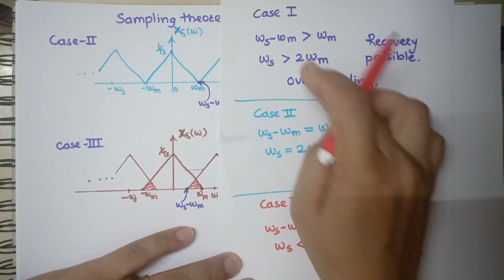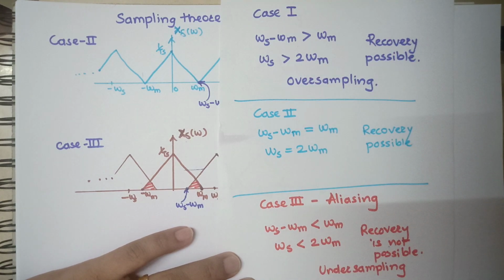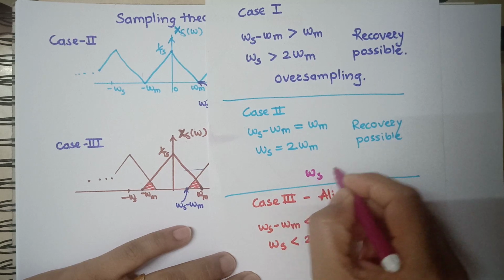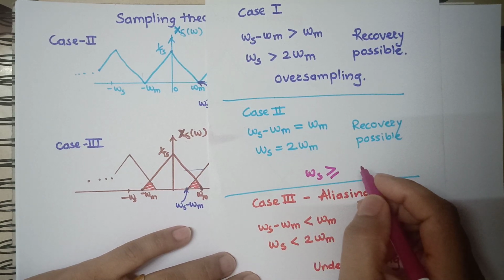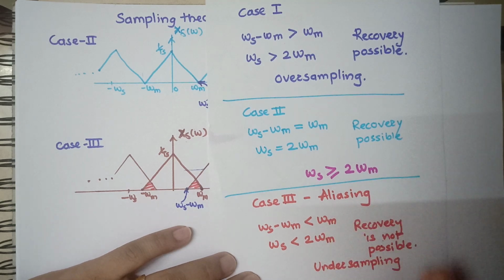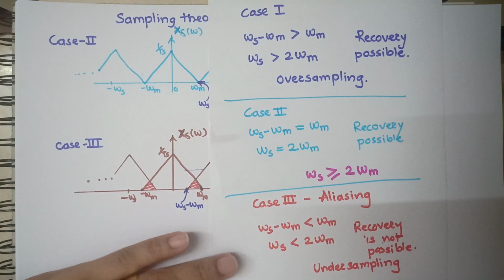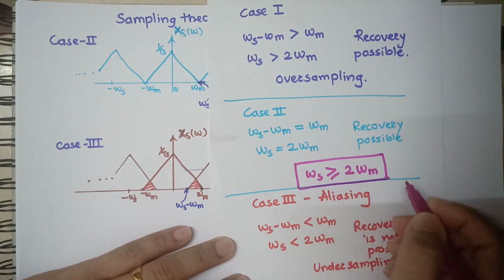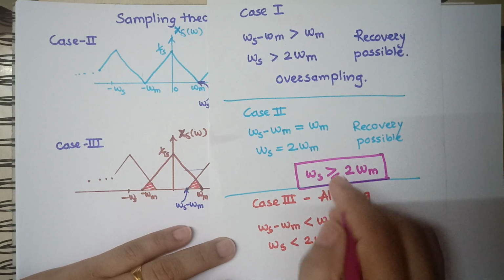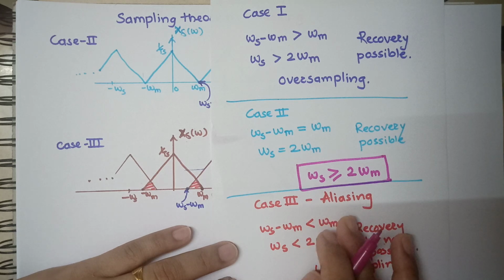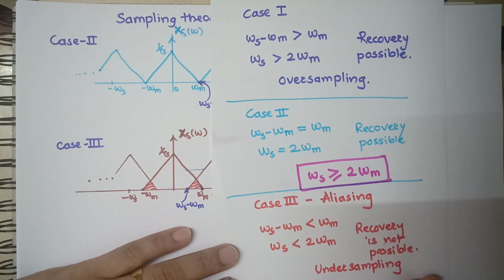So combining these two conditions, we make a condition. Combining these two, omega s is greater than or equal to twice omega m, that is the maximum signal frequency. So this is the relation for the sampling theorem. Hence this relation is proved now, and the concept of aliasing is also explained here.